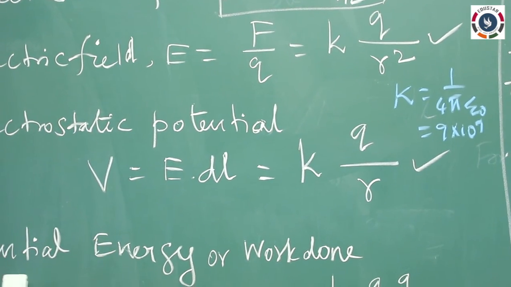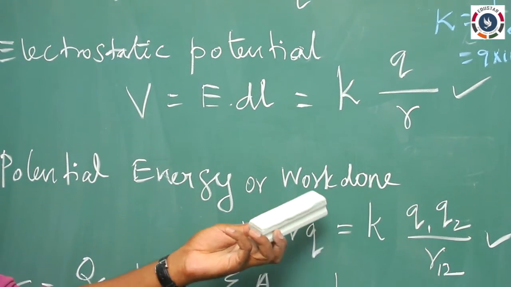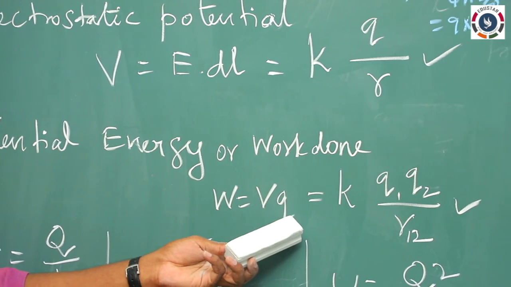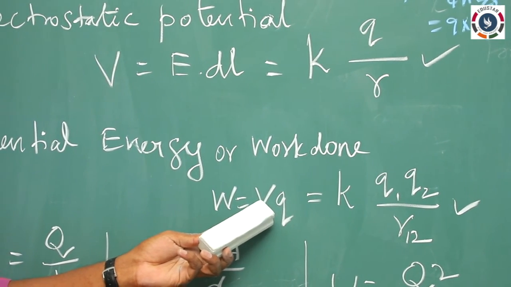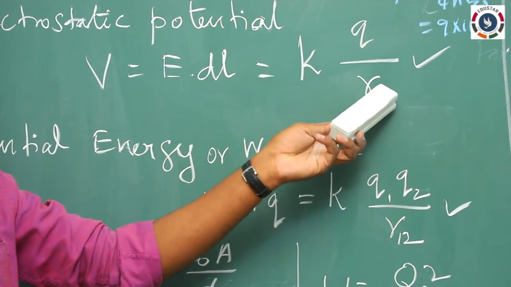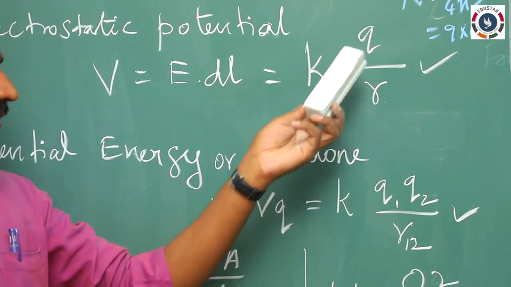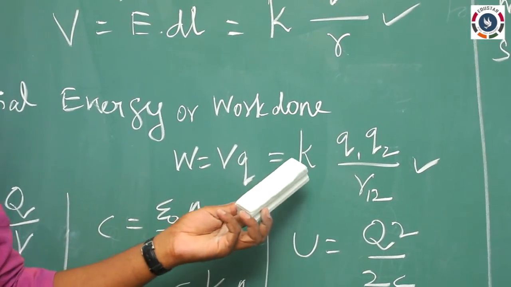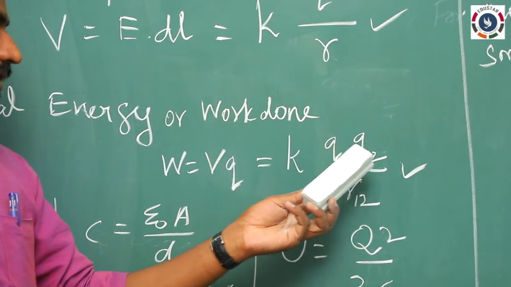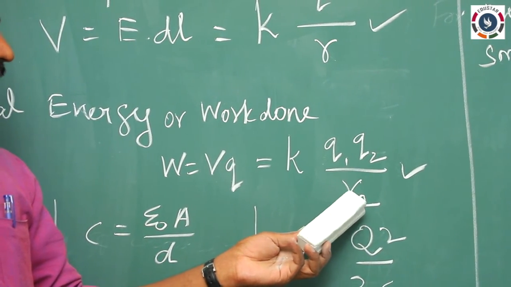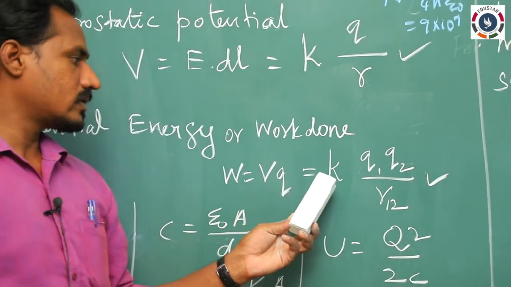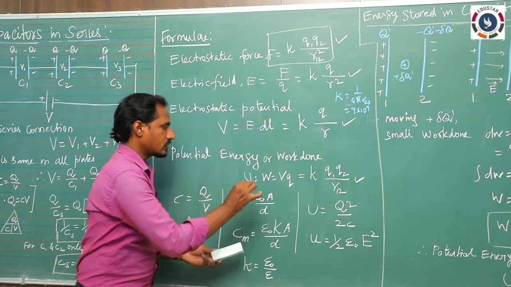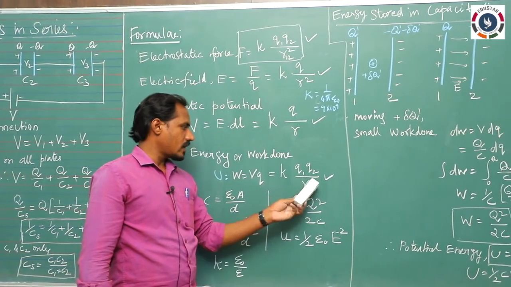So the fourth one is the potential energy or work done. Simply, work done is stored as potential energy. So W is equal to, we know the formula, VQ. Substituting the value of V, K into Q by R, we obtain one Q and another Q. So totally we can write Q1 Q2, because it is the potential energy between two charges Q1 Q2 and the distance between them is R12. So W, or potential energy, simply U equal to K into Q1 Q2 by R12.